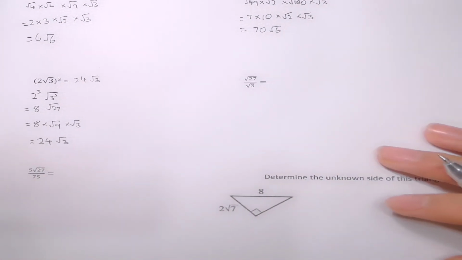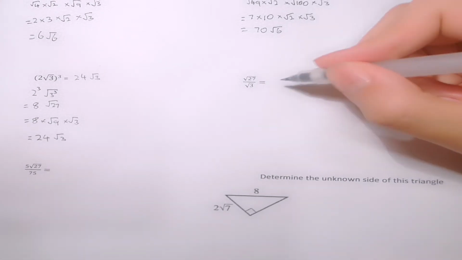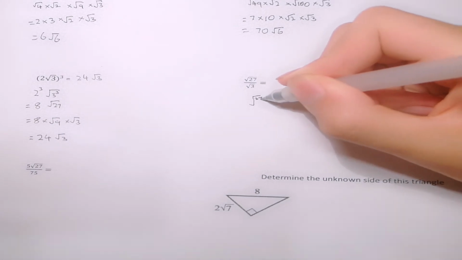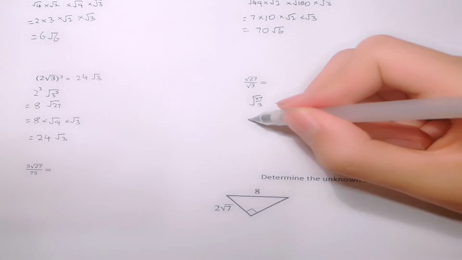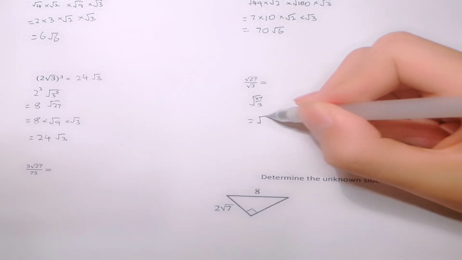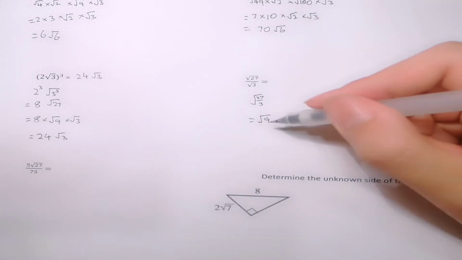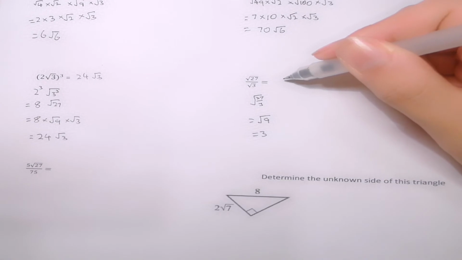In the rules we looked at before, this can also be written as the square root of 27 over 3. So we do the division first. 27 divided by 3 is 9. And as we know already, the square root of 9 is 3. Therefore, the answer to this question is 3.